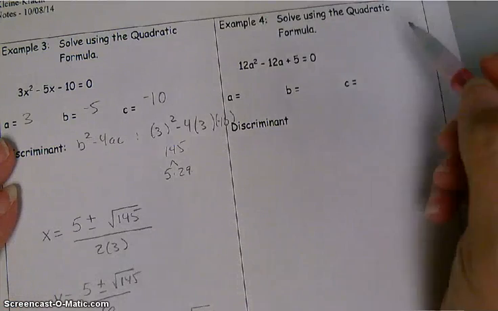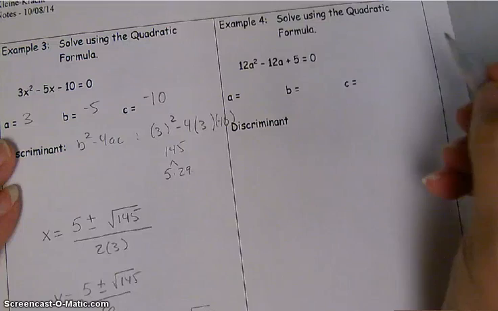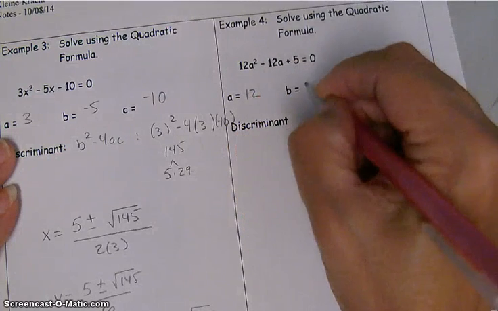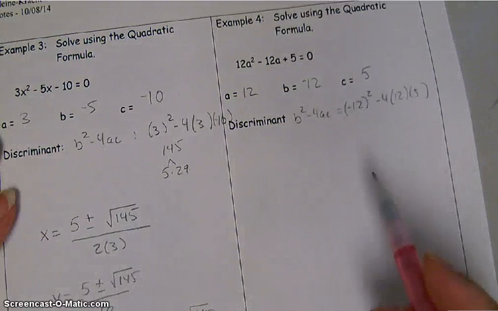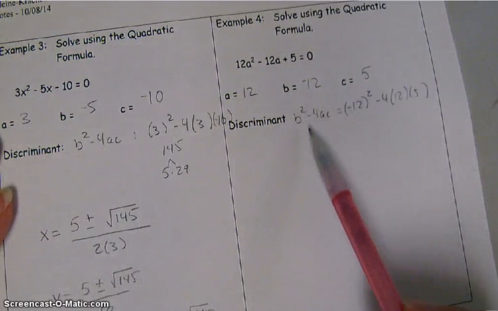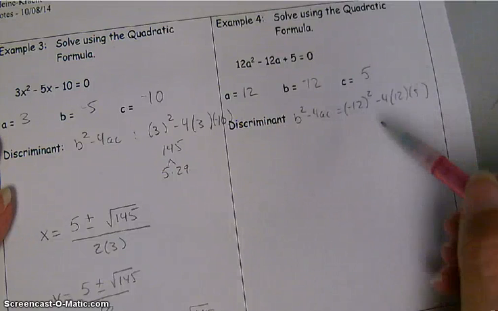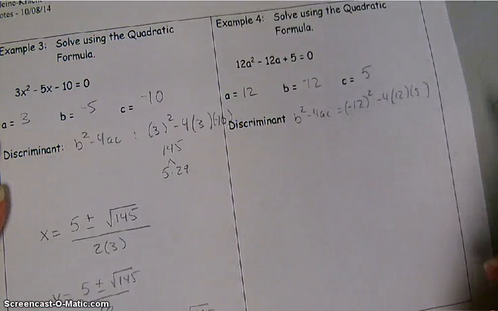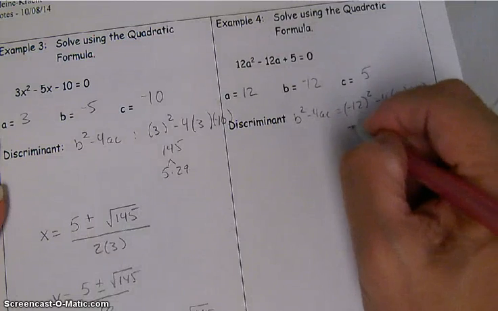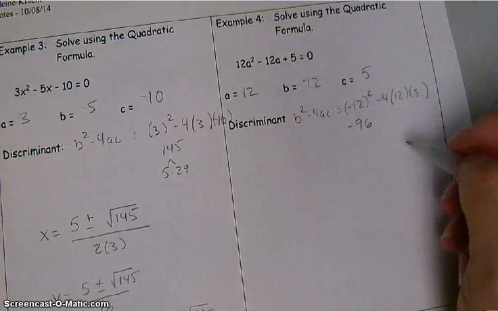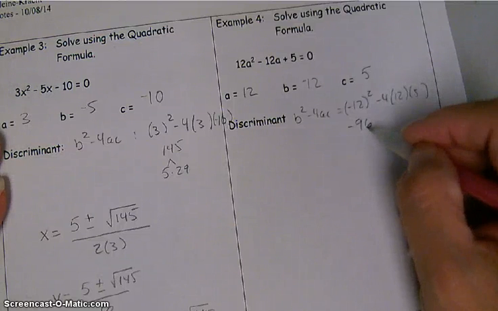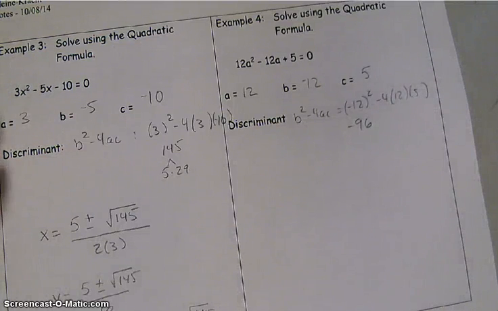Okay, the last example I'm going to do today is example 4. Identify my A, my B, and my C. Alright, so the first thing I'm going to do is calculate my discriminant. I plug in my values, and -12 squared minus 4 times 12 times 5 gives me -96. So I remember from my discriminant talk that anytime I have a discriminant value less than 0, I am going to have imaginary solutions.